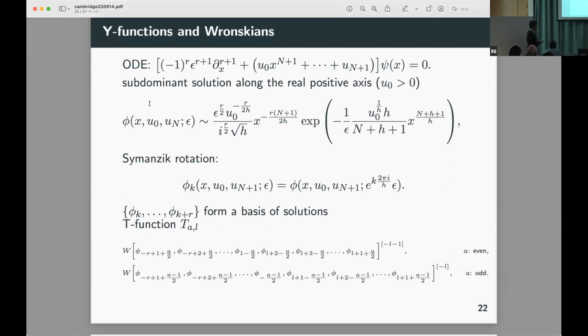Maybe I am short on time, so briefly, the situation is actually very similar to the second-order differential cases, even in the higher order cases. Formally we construct the asymptotic subdominant solutions in the Stokes regions, and making rotations creates the bases of the different Stokes regions. We have a higher rank differential system, so the basis of solutions has higher dimensions. We can define Wronskians to represent some T functions, but the detailed formula will not be necessary.